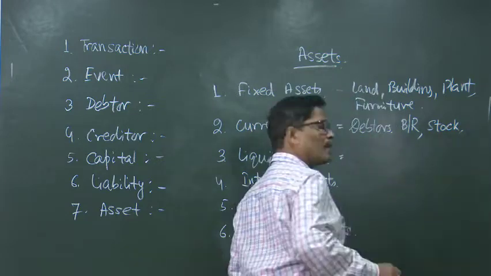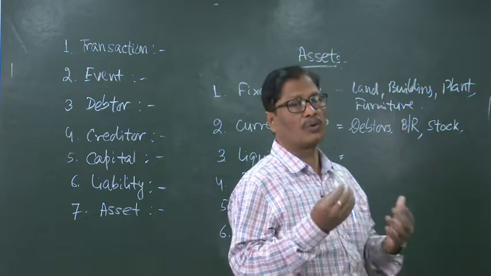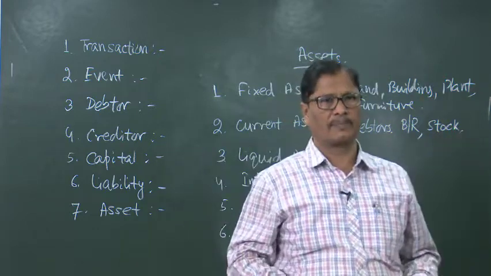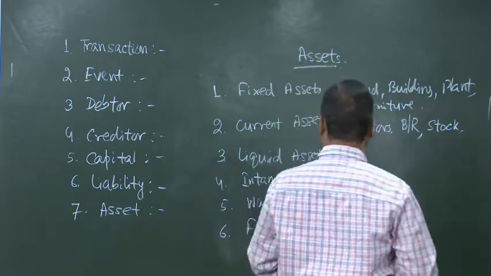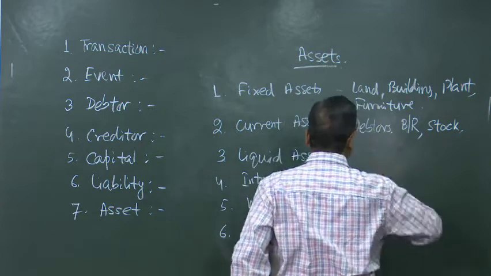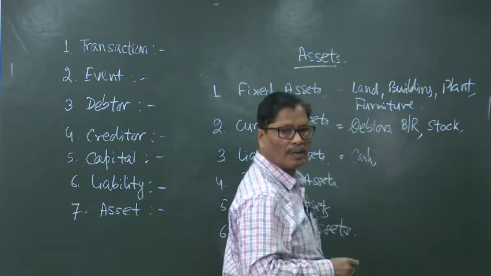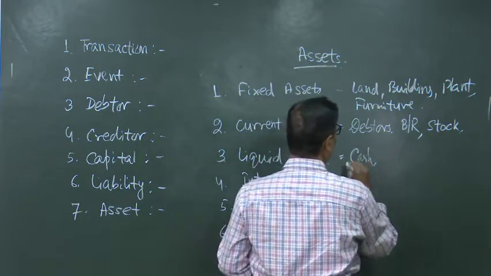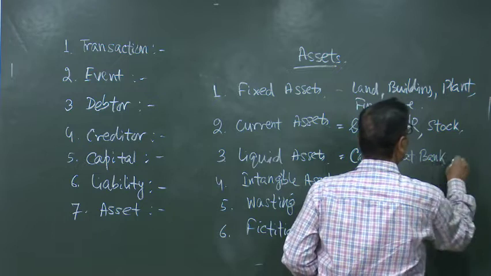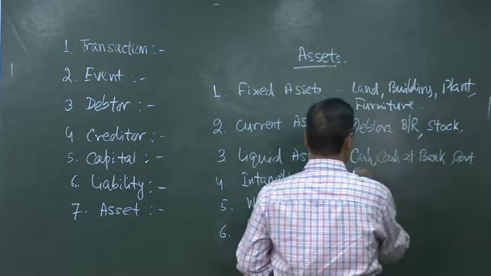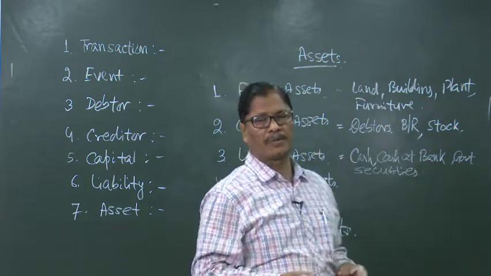Then liquid asset. Actually, liquid asset is a part of the current asset, and liquid asset refers to the liquidity, those assets which are already in the form of cash or can be readily convertible into cash, that is called liquid asset. So, the most liquid asset is cash. Cash, then your cash at bank, government securities, which is easily convertible into cash.